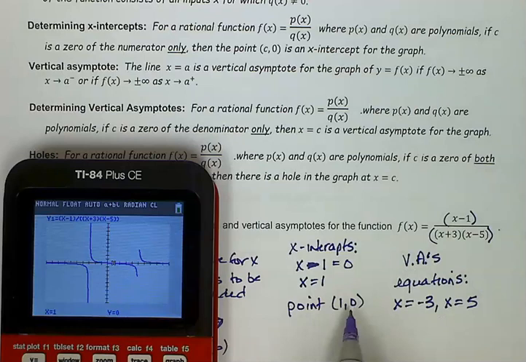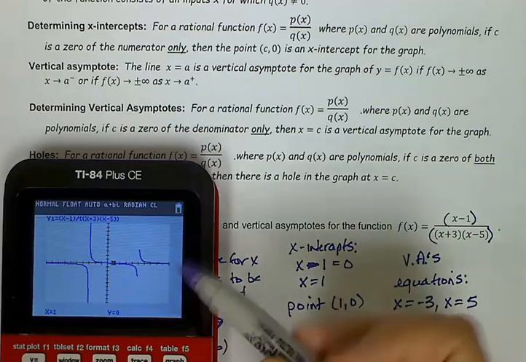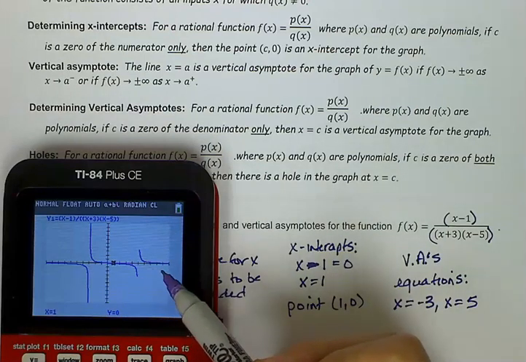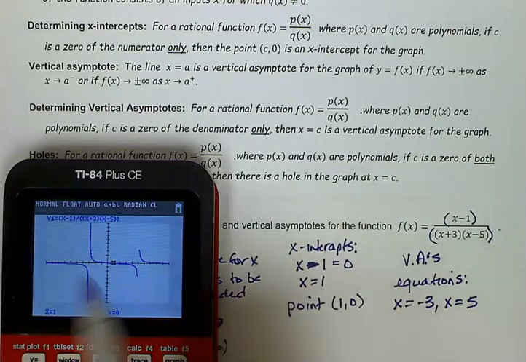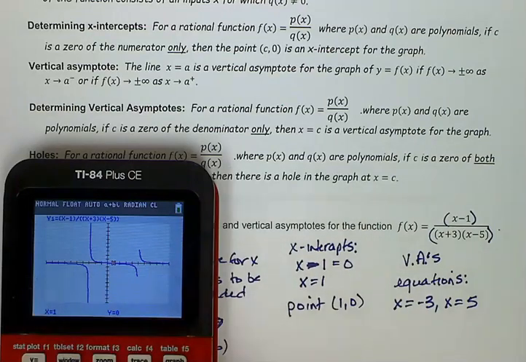Since that was the only x-intercept we have, that tells us that even though this graph looks like it's getting very close to the x-axis on the right end and the left end, it can't actually be touching or crossing the x-axis. This is the only place that can happen.